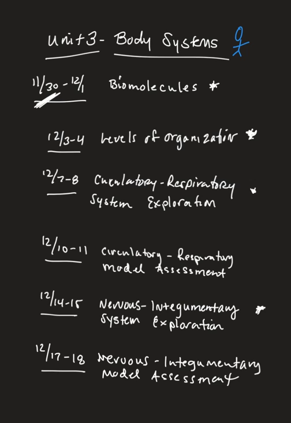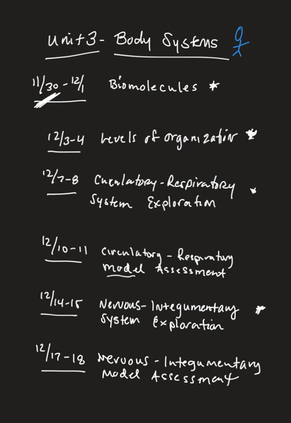And then the next week after that, the 7th and 8th, you'll explore the circulatory system and the respiratory system, and what the parts are, what they do, how they work together. You'll wrap up that week with a model assessment where you'll create a model that shows the circulatory system and the respiratory system working together. And you know how we love our model creation in this class. We're really working those creative thinking skills here.